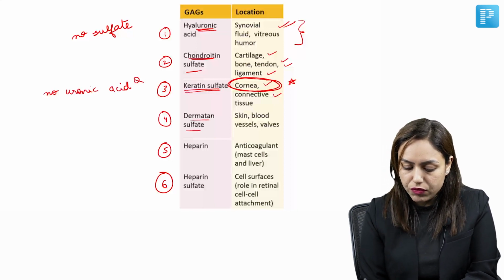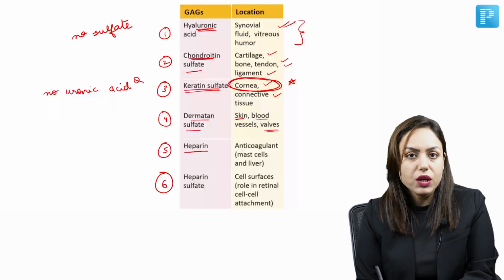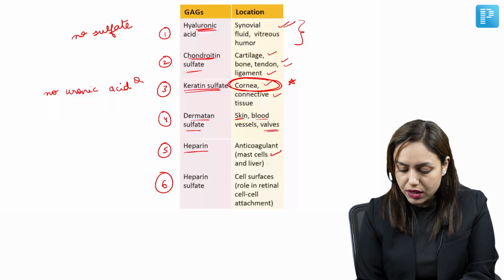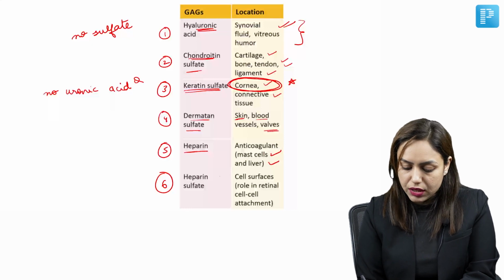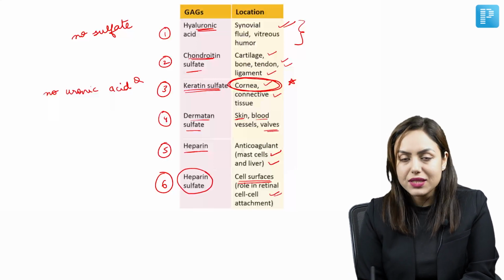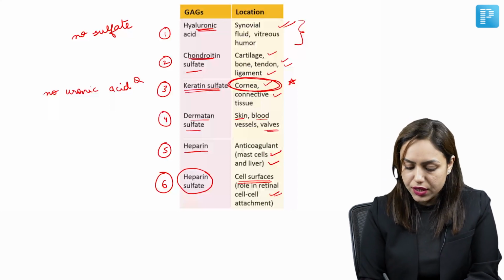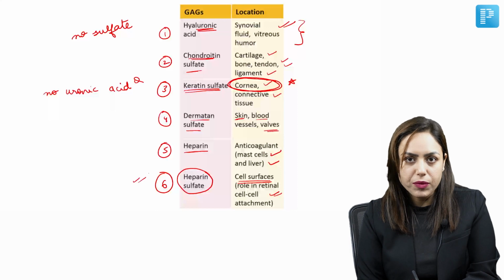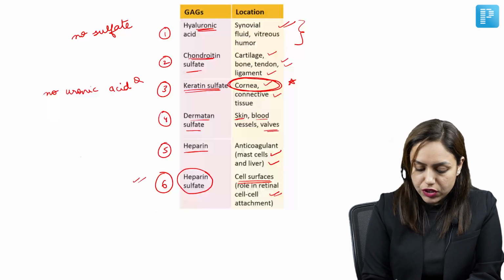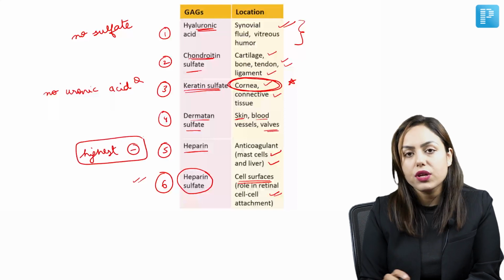Then dermatan sulfate, very easy. Location is skin, blood vessels and valves. Okay. Then heparin, which is an anticoagulant. It is released from mast cells and liver. Then heparan sulfate, which is present on the cell surfaces. It has a role in retinal cell-cell attachment, right? Or any cell-cell adhesion is done by heparan sulfate. Okay. Out of all the GAGs, which has the highest negative charge is heparin. Highest negative charge, heparin, right?